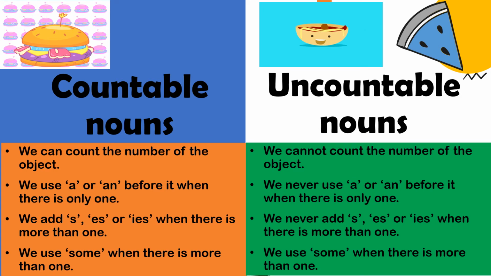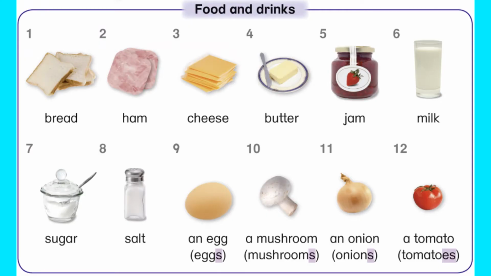And for uncountable nouns, we cannot count the number of the objects. We never use a or an before it when there is only one. We never add s, es, or ies when there is more than one. However, we can also use some when there is more than one. Let's play a quick game. Do you still remember whether the following food is countable or uncountable?